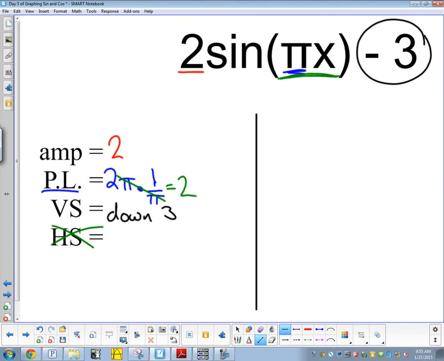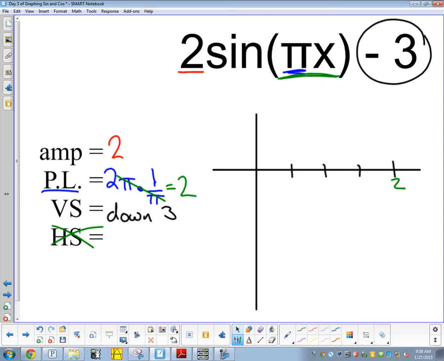So I've got my x-axis and my y-axis. If I'm being a smart math student, I know that I'm going down 3, so I want a little bit more of the graph downward. If you don't do that again, who cares? But it's something to think about. First step is we're going to label the period length. Always 4 hash marks. If our period length is 2, this one's going to be 2.